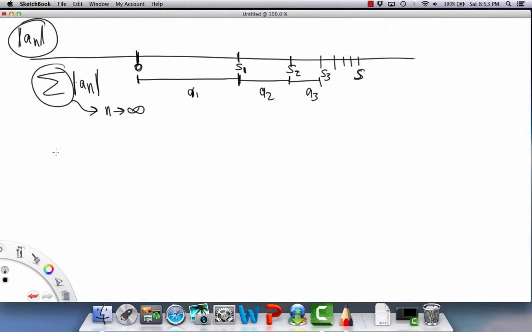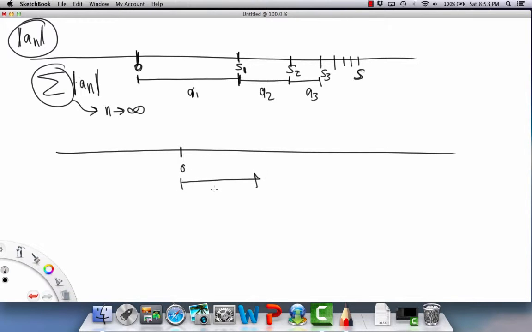Because if you think about it, here we have another number line. Here's 0, and let's say this is A1, so this is our length A1. If A2 is greater than that, then you're going to be adding more and more and just continue on to infinity.